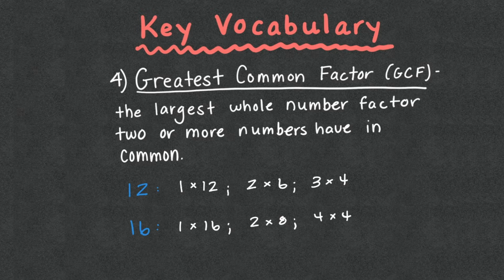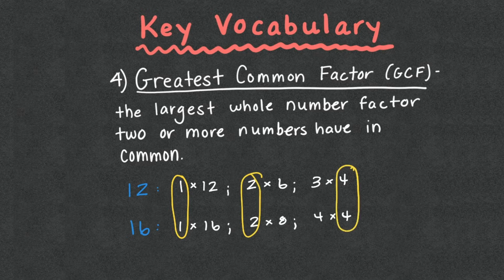Now, we might have common factors that I will look at in yellow. So we see that 1 is a common factor, 2 is a common factor, and 4 is a common factor. This 4 also counts, but it can stay to the side. But if we're looking for the greatest common factor, or the GCF, what is the largest number that 12 and 16 share in common? That's going to be 4.